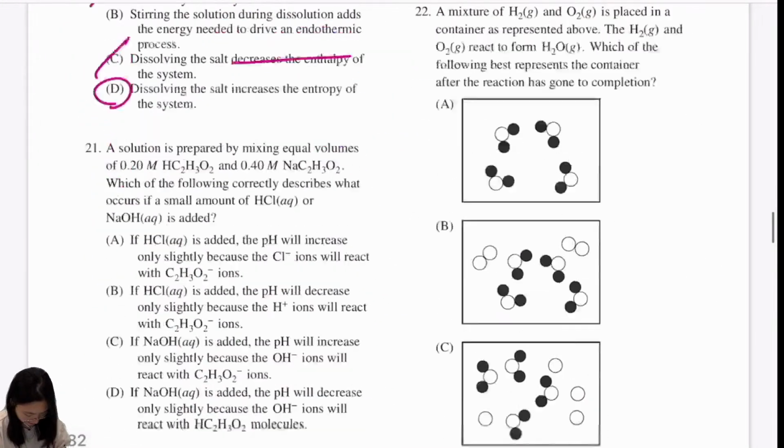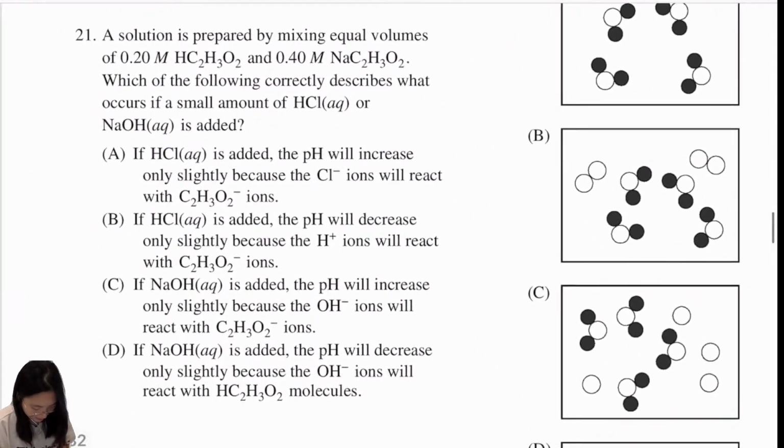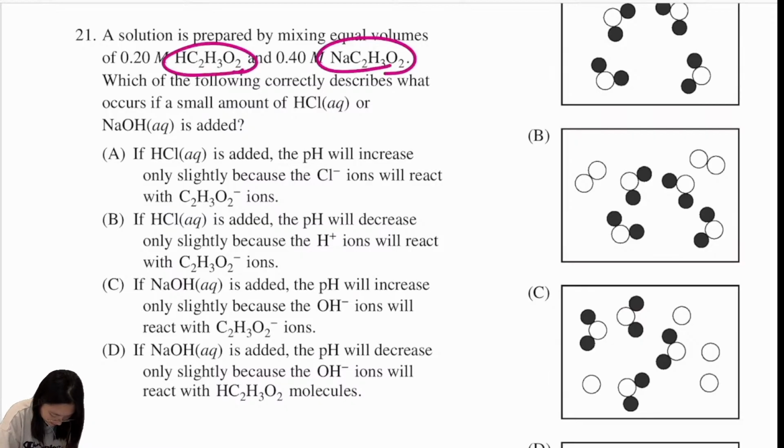Okay, so next is number 21. A solution is prepared by mixing equal volumes of 0.2 molar HC2H3O2 and 0.4 molar sodium C2H3O2. Which of the following correctly describes what occurs if a small amount of hydrochloric acid or sodium hydroxide is added? Okay, so when you have equal volumes of these two, first up, they are a weak acid, and its conjugate base.